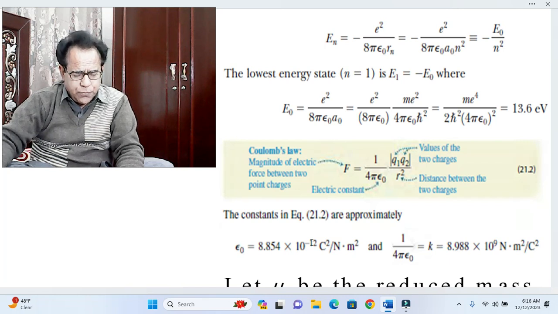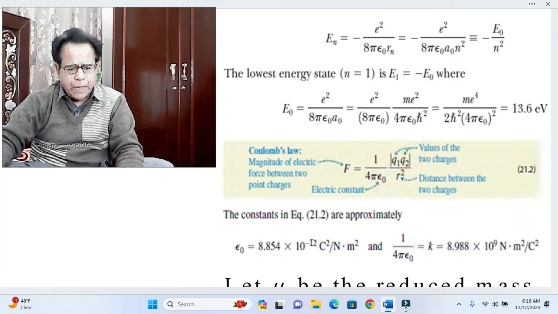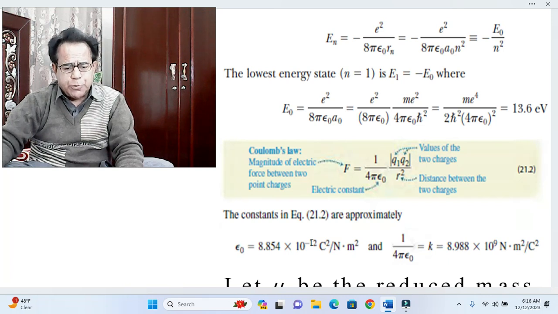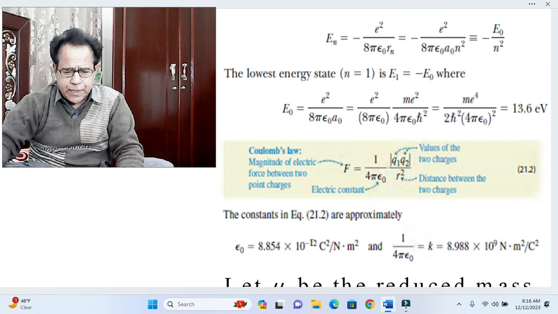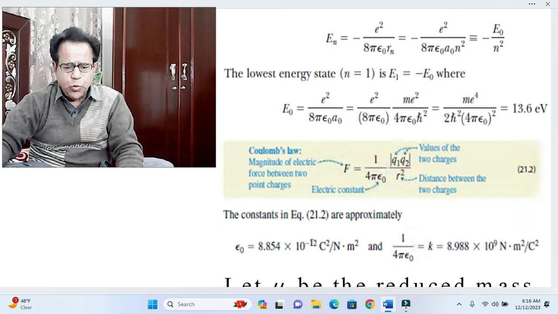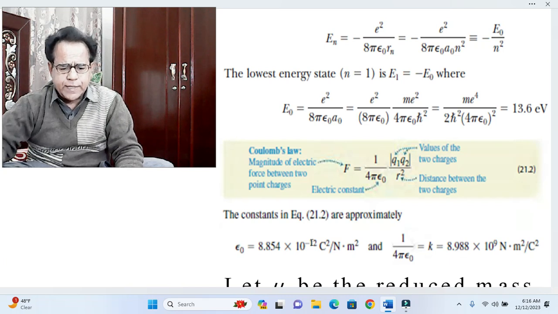Magnitude of electric force between 2 point charges F is equal to 1 over 4 pi epsilon naught, where 4 pi epsilon naught is the electric constant, into the modulus value or absolute value of Q1 Q2 over r squared, where r is the distance between two charges. Q1 and Q2 are the values of the two charges, while r squared is the square of the distance between the two charges.